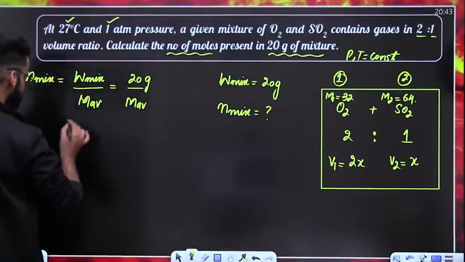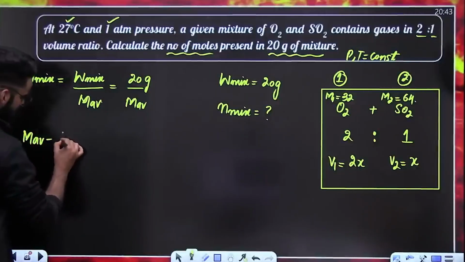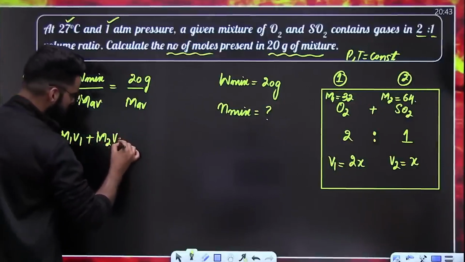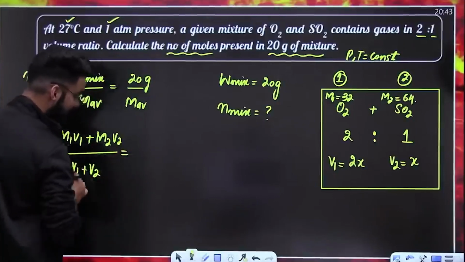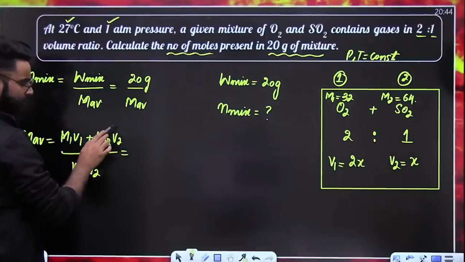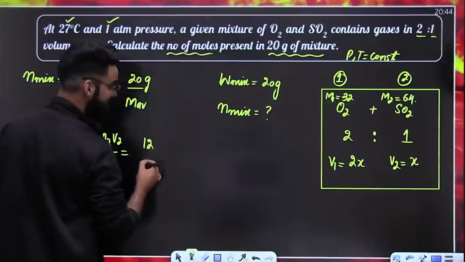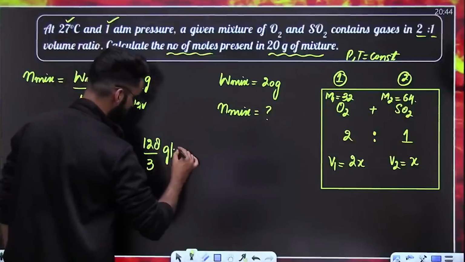Since we got V1, V2, and M1, M2 we already know, can I calculate M average over here? It's going to be M1V1 plus M2V2 divided by what? Divided by V1 plus V2. And dear students, M1 value you know, V1 value you know, M2, V2, everything you know. Put all the values into this expression. You'll be getting the final result as 128 divided by 3 grams per mole.